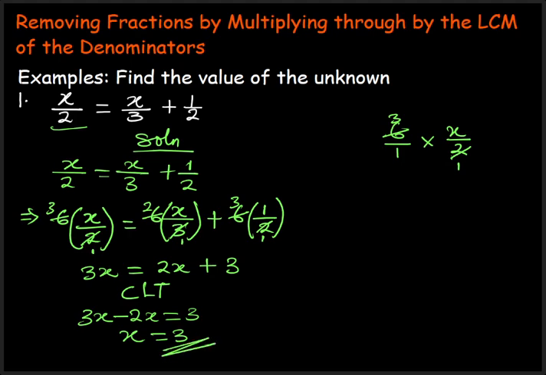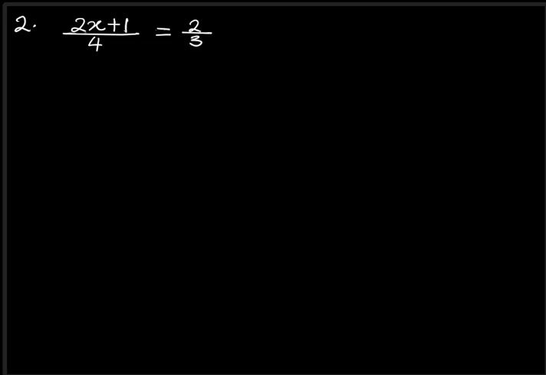So what is the aim of multiplying through by the LCM of the denominators? The aim of that is to make sure that we clear the fractions. So it's just removing the fractions, and then from there we can now collect like terms and do other things. Okay, let's move to example 2.